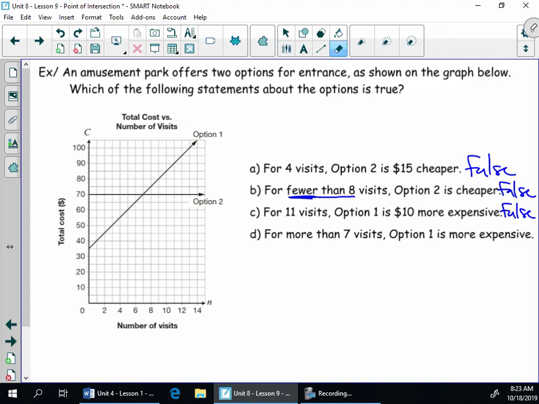Okay, I'm going to guess the last one must be true, but let's just make sure. 7 visits. 7 visits is right here. Okay. For more than 7 visits, option 1 is more expensive. And that's true. Right? If we went for 8 visits, it's more. If we went for 9 visits, it's more. 10 visits, it's more. Every single one. This is my true statement.